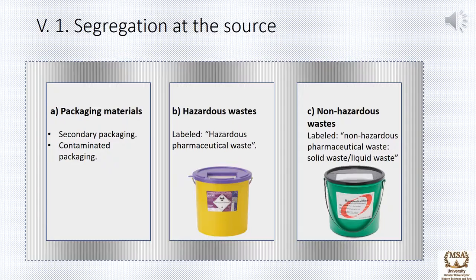Segregation at the source. Packaging materials. Secondary packaging material is removed and disposed of as dry waste, while contaminated packaging materials along with the medicinal products are treated as pharmaceutical wastes. Hazardous wastes. Pharmaceutical wastes that are deemed hazardous are discarded in proof purple plastic bags or containers that are labeled hazardous pharmaceutical waste. Non-hazardous waste. They are discarded in green plastic bags or containers and labeled non-hazardous pharmaceutical wastes, then solid waste or liquid waste.